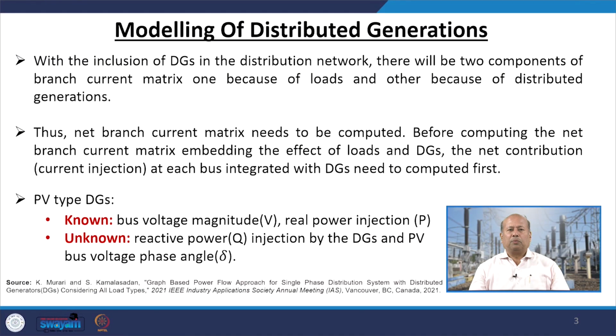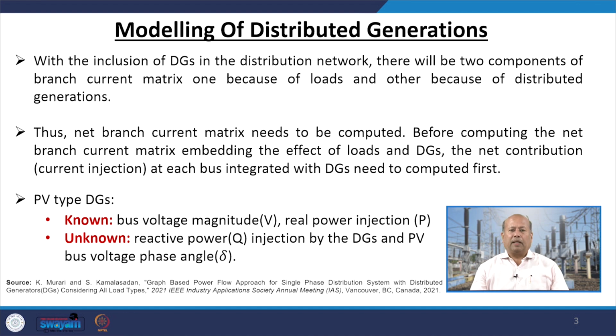With the inclusion of distributed generators in the distribution network, there will be two components of the branch current matrix, one because of loads and the other because of distributed generations. Thus, the net branch current matrix needs to be computed, embedding the effect of loads and distributed generators. The net contribution, that is the current injection at each bus integrated with distributed generators, needs to be computed first.